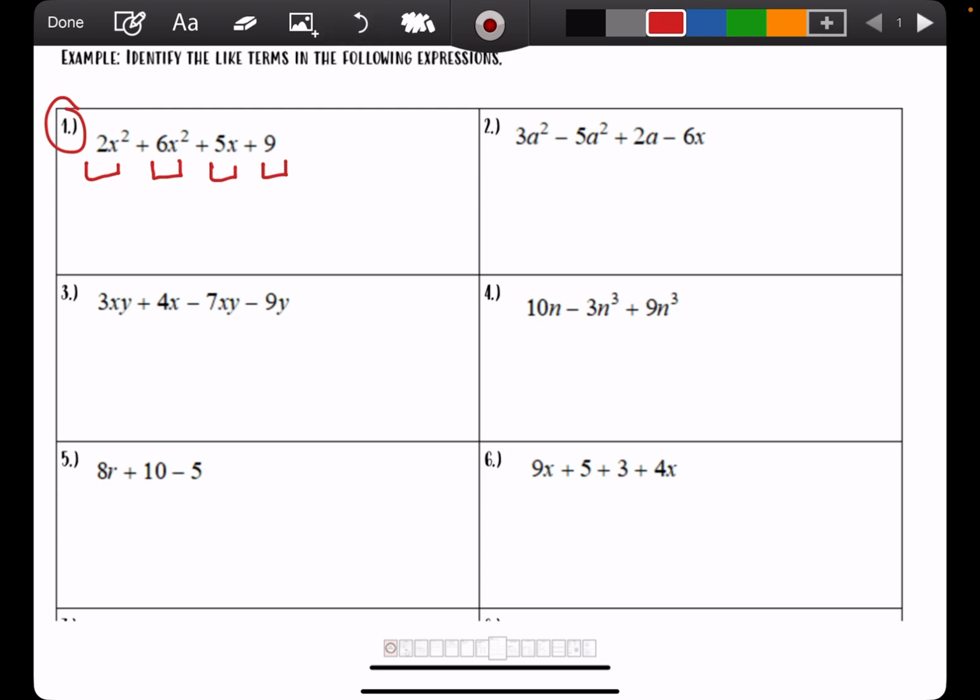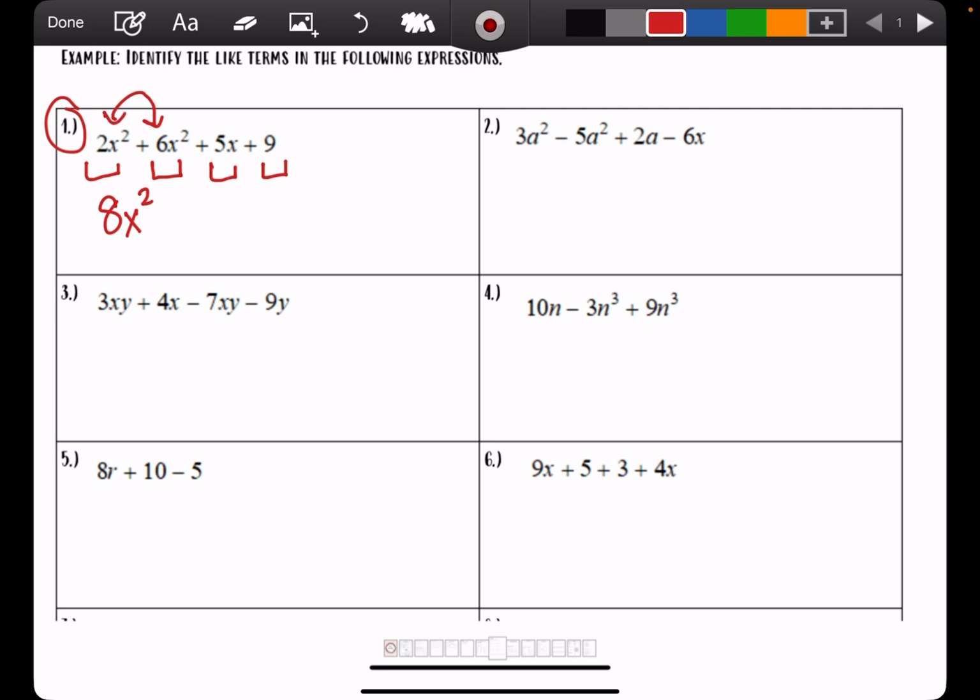So if I were to add those, that's like taking 2x squareds plus 6x squareds. Well, 2 plus 6 is 8, so that leaves me with 8x squareds, or in other words, 8x squared. Okay, so we just combined these two together.